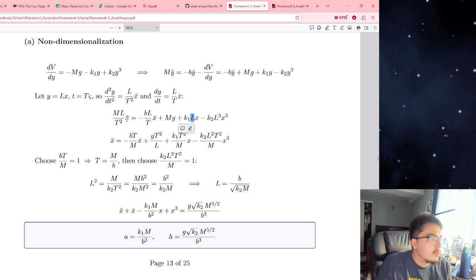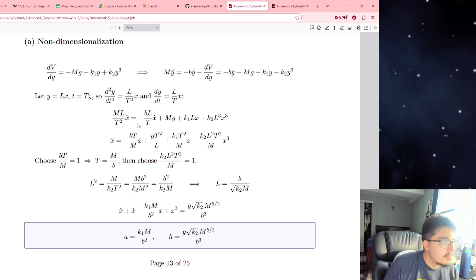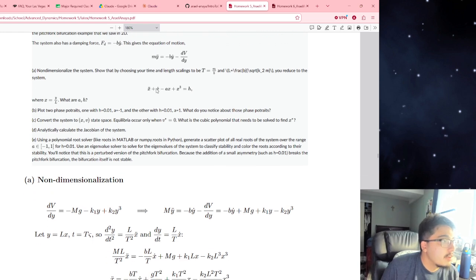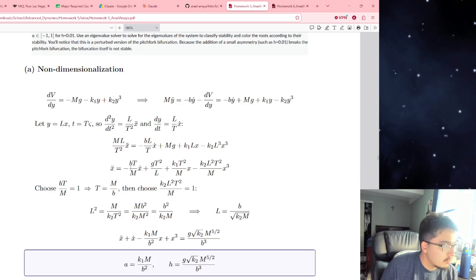The next step was to isolate our acceleration, which simplifies the problem and puts it in a nicer form. We divide everything by m L over T squared, which leaves us with this bT over m, where we have T squared over m, and L squared T squared over m as our coefficients. And we know in this problem we're helped by the fact that the x dot term has to have a coefficient equal to 1.